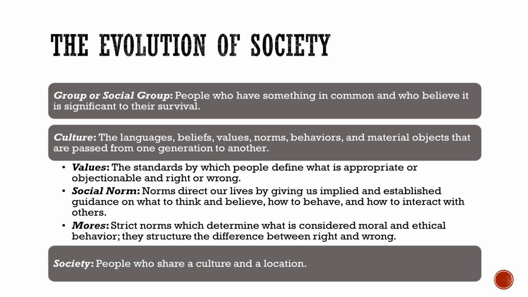Now, when we take the culture and that specific location that a group resides within, we call that the society. So you can see how we gradually go from the group, we develop culture based on our values, which then form our social norms and mores, which then over time, as the population grows and settles into a specific location, becomes a specific society.